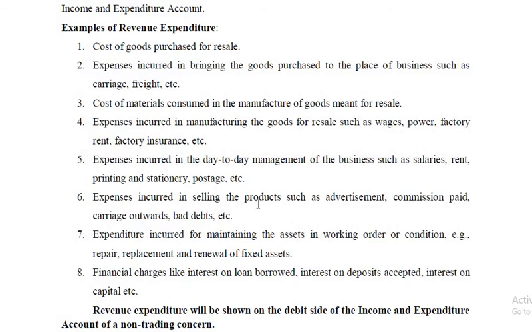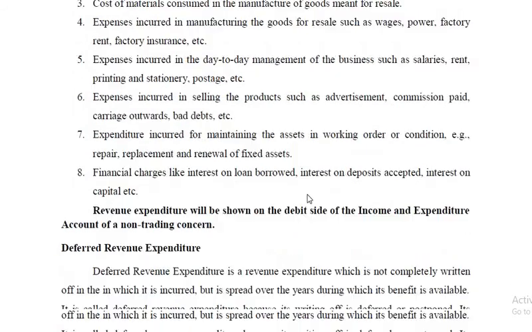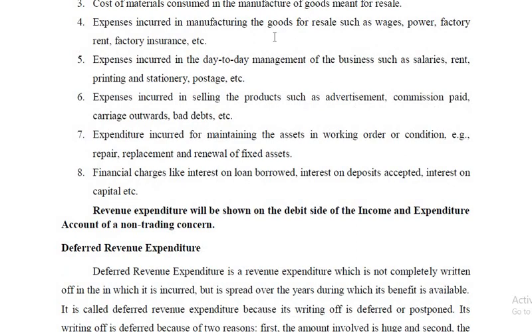Then expenses incurred in selling the products, such as advertisement, commission paid, repair, replacement and renewal of fixed assets. So maintaining the fixed assets. Financial charges like interest on loan borrowed, interest on deposit accepted, interest on capital, etc. So that is financial in nature. So any expenditure incurred which is in the financial nature, like interest on loan borrowed, interest on deposit accepted, interest on capital, etc.